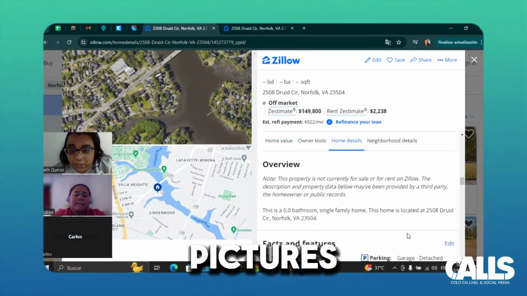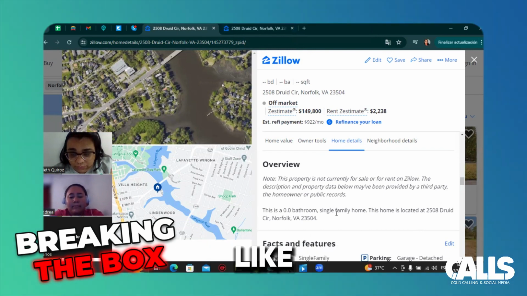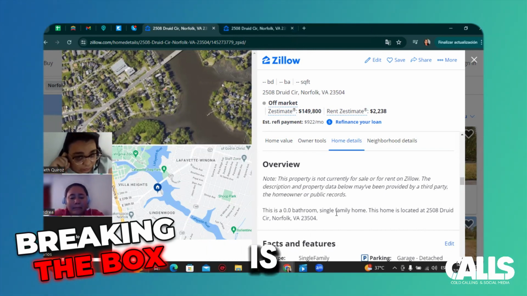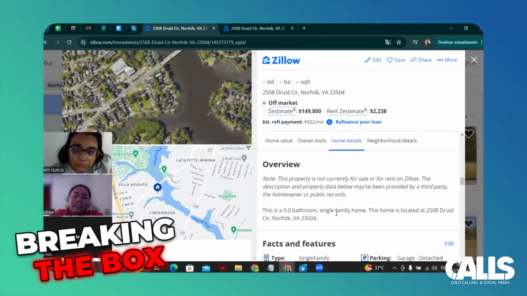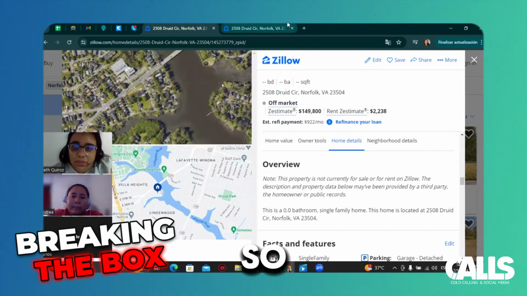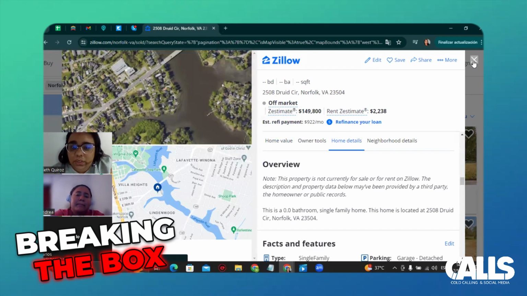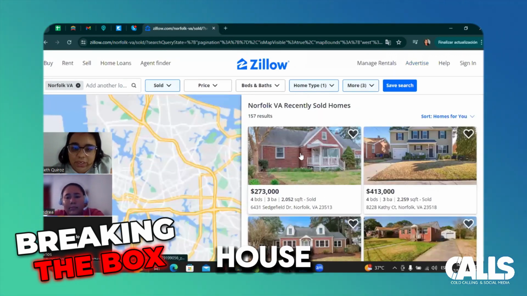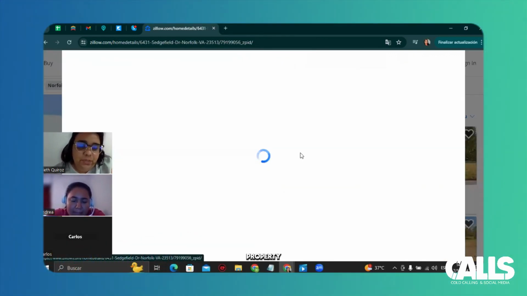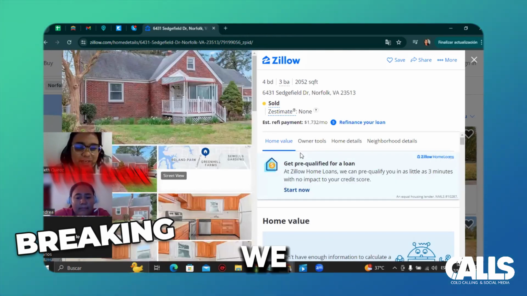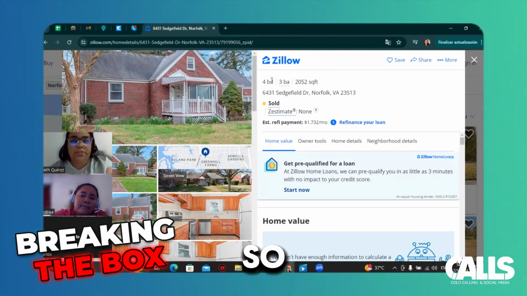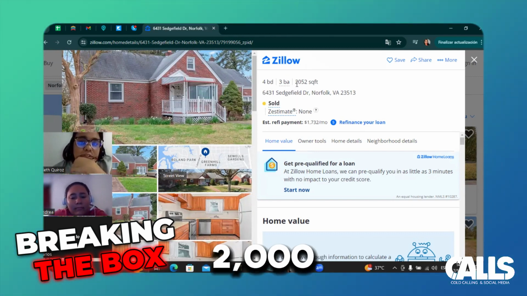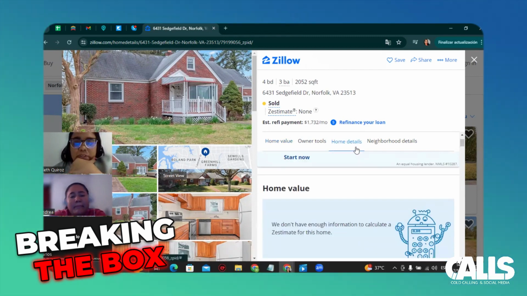I don't see pictures. It's supposed to be the same property, but it's like a lot. This is a lot. It's like a small garage. I'm gonna look for a property with a house. Let's pretend that this is our subject property. Because before we get into lots and all of that, I want you to understand houses. So this is a 4-bed, 3-bath, 2,000 square feet. See home details.